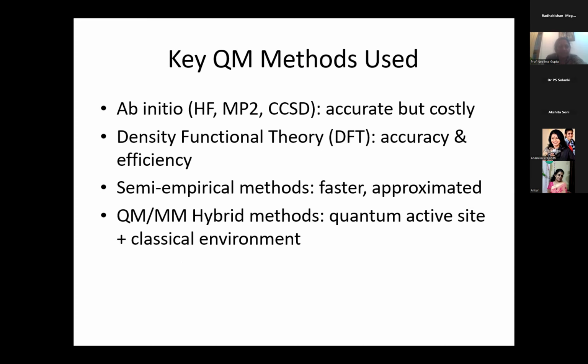today. They are ab initio methods at different levels: Hartree-Fock level, MP2 level, CCSD, coupled cluster methods. They are very accurate but very costly. When we say costly, we mean that supercomputers are required, a very large size of memory or hard disk is required, and the computational time required is very large. So they are computationally costly. Then came the density functional theory methods.